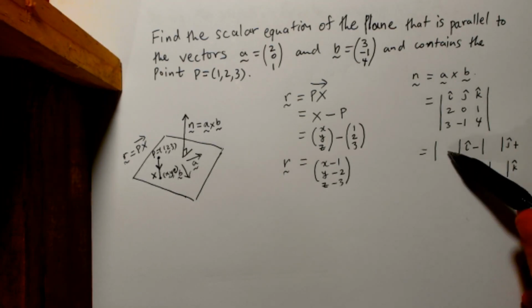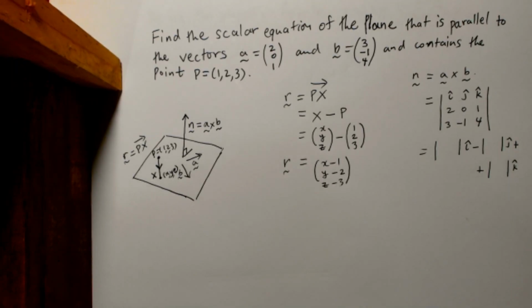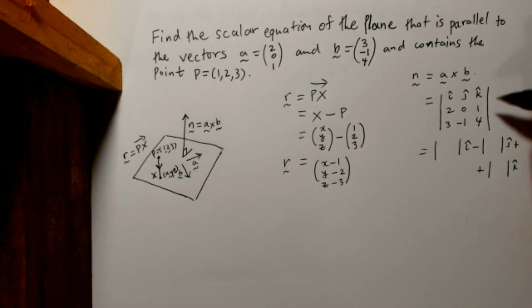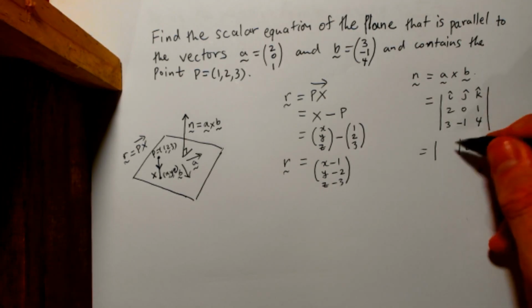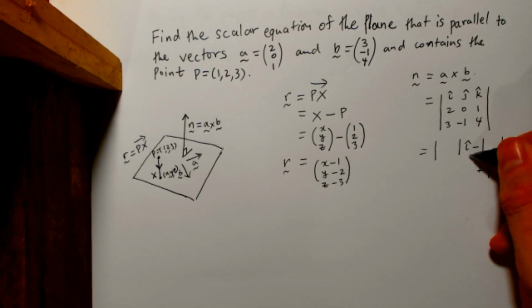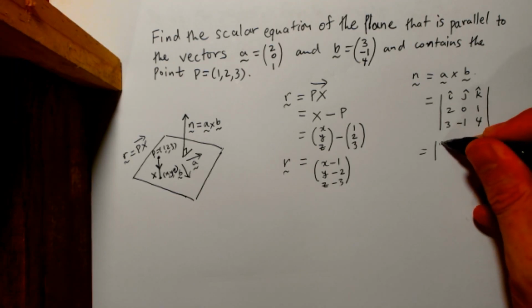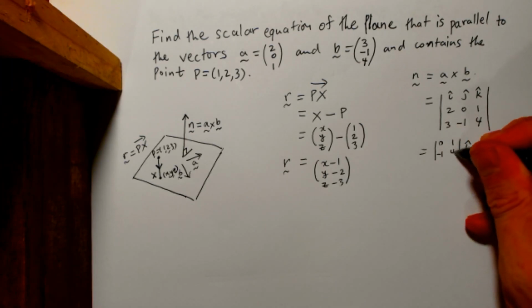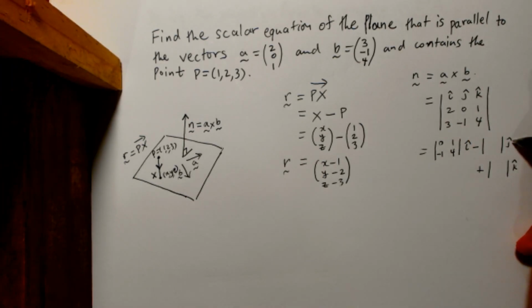Okay, and the way that we work out these three 2 by 2 determinants is we cross out the row and the column that i is in and look at what remains and put that next to i. So that's 0, 1, minus 1, 4. And then we do the same thing with j.